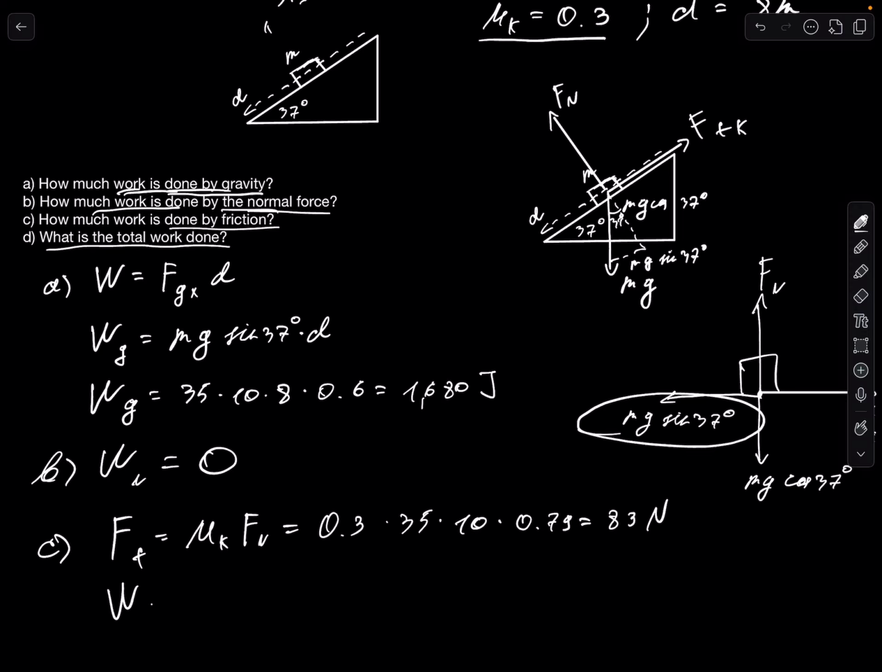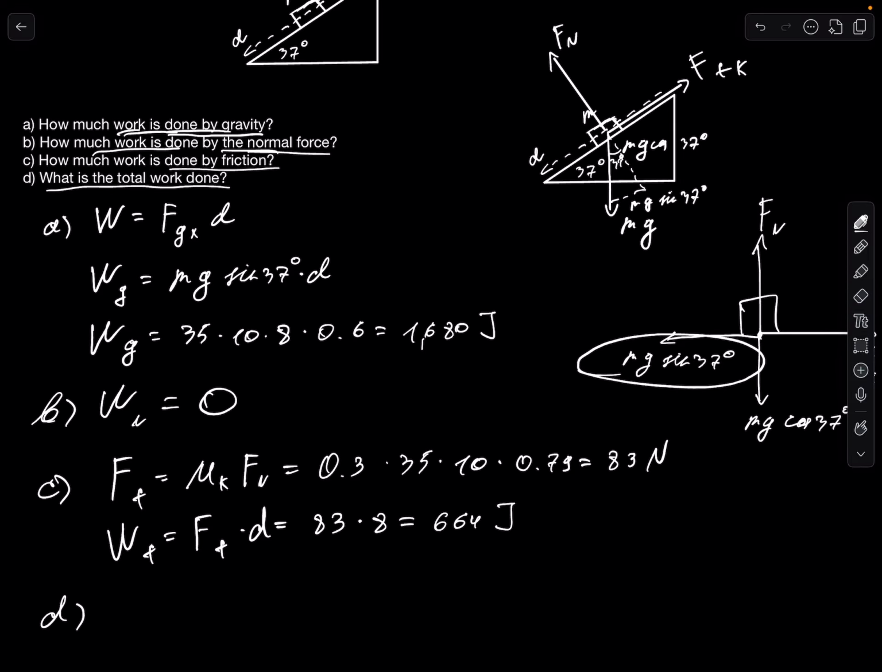So the work done by friction is equal to the force of friction times the distance. The force of friction is 83 and the distance is 8. So that is equal to 664 joules. And the last part, D, probably the most interesting one, is what's the total work done?